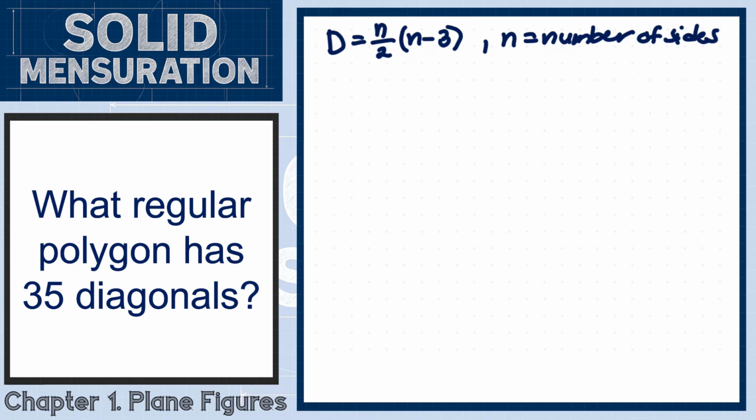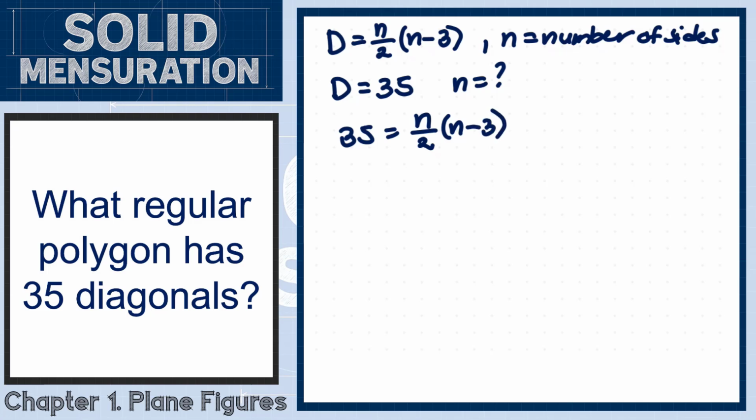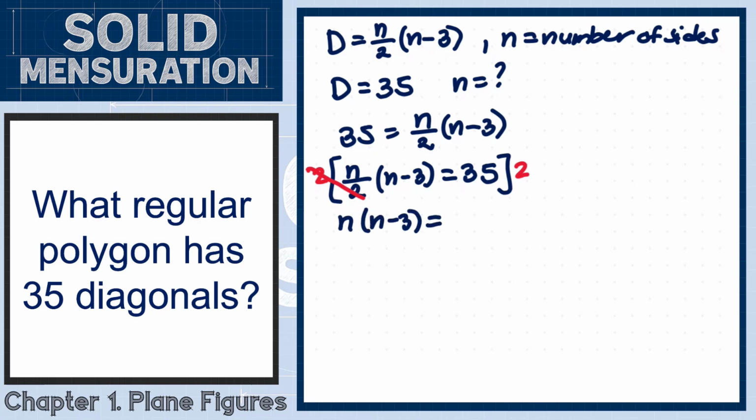Now this time, it is actually D that is given to be 35 diagonals, and it's n that we are to solve for. That would mean, plugging that in our formula, you have here 35 is equal to n over 2 times n minus 3. Allow me to use the symmetric property, so you have here n over 2 times n minus 3 is equal to 35. Allow me to multiply both sides by 2 to cancel this. So I have here n times n minus 3 is equal to 70.